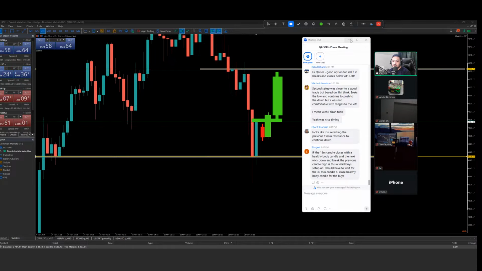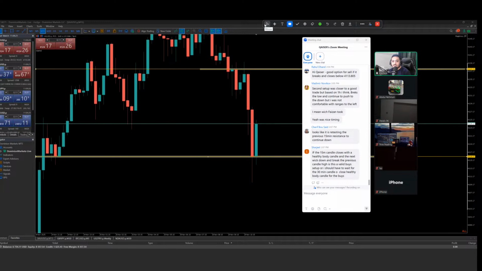So let's see what structure is going to be printed there. Who knows that? And if this current candle is going to close above this previous candle high, I think it also makes sense to take a buy. Let's see. It's just imagination I'm doing here. But we need confirmation.